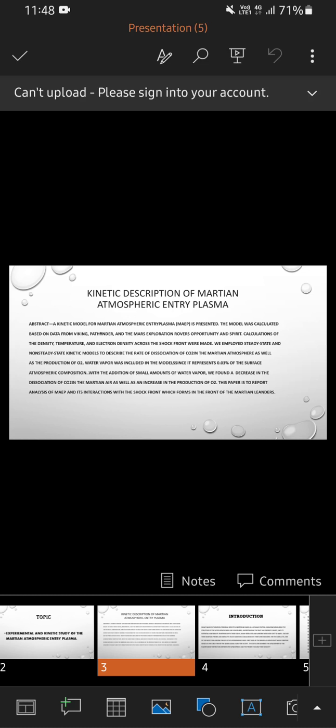Water vapor was included in the model. It represents 0.03% of the surface atmospheric composition. With the addition of a small amount of water vapor, we found a decrease in dissociation of CO2 in the Martian air as well as an increase in the production of O2. This paper is to report analysis of MAEP and its interaction with the shock front which forms in front of the Martian landers.